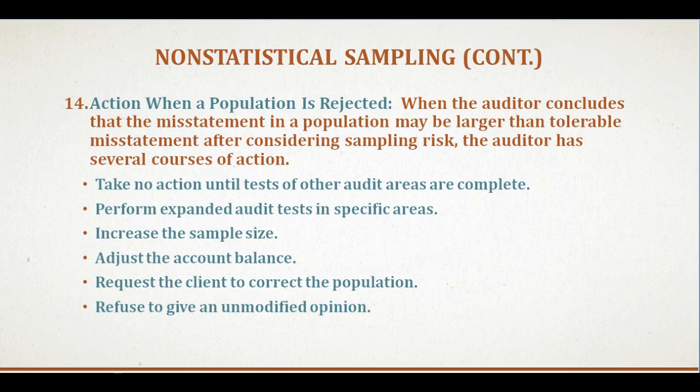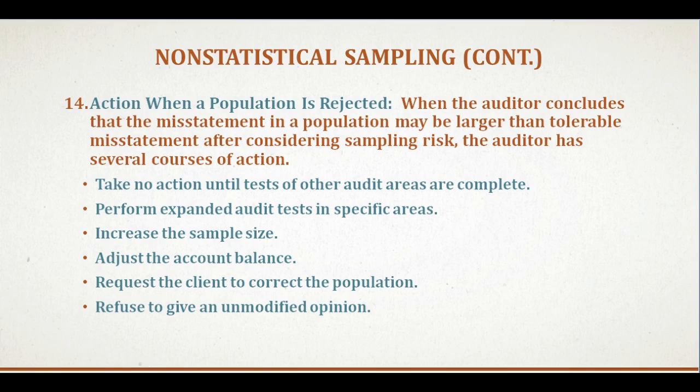And the last step in audit sampling for the test of details of balances is for the auditor to decide an action to be taken when a population is rejected. When the auditor concludes that the misstatement in a population may be larger than the tolerable misstatement, after considering sampling risk, the auditor has several courses of action to take.